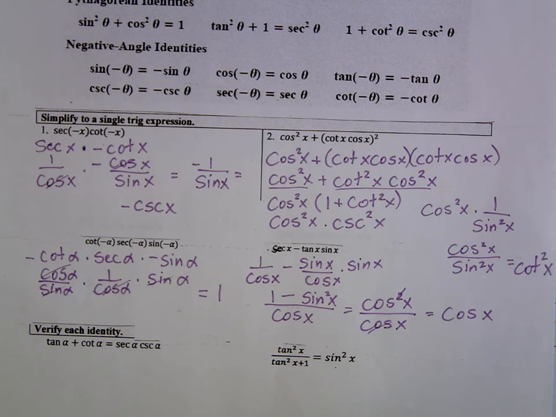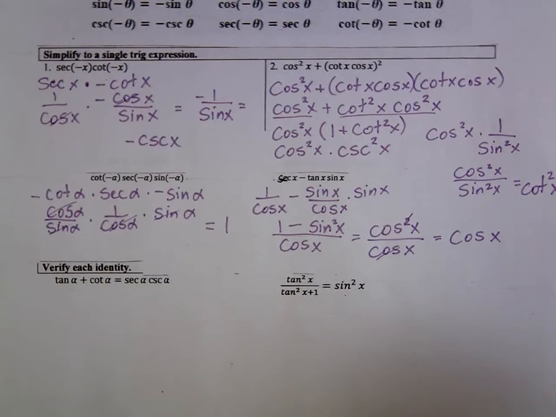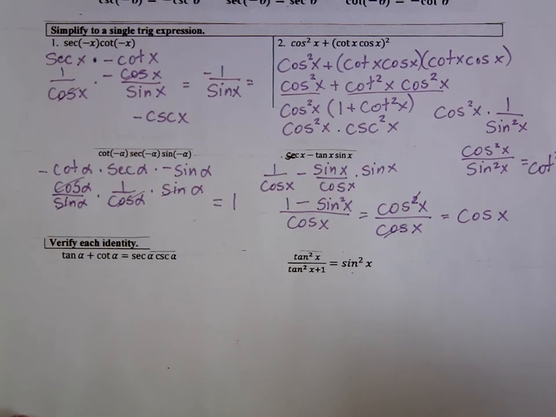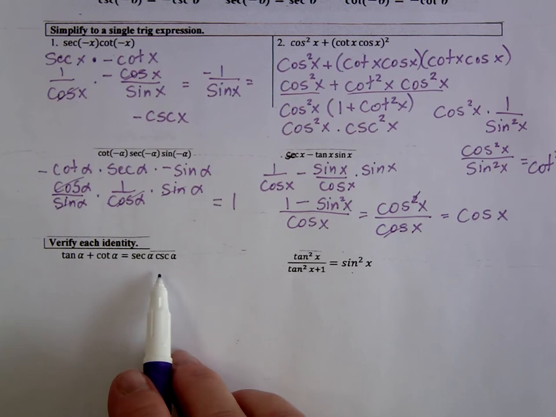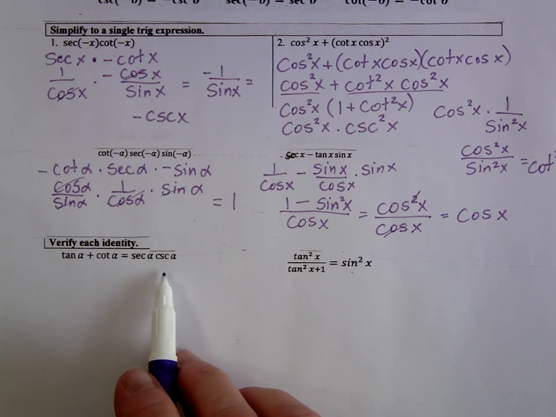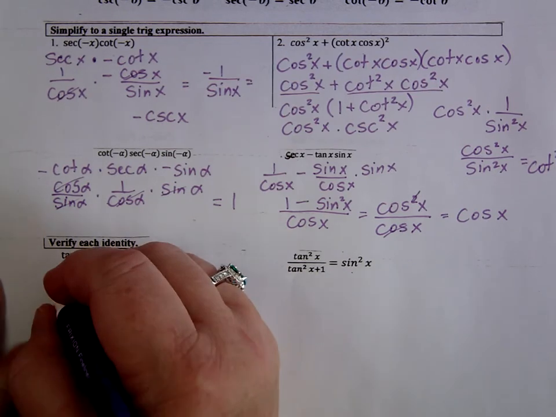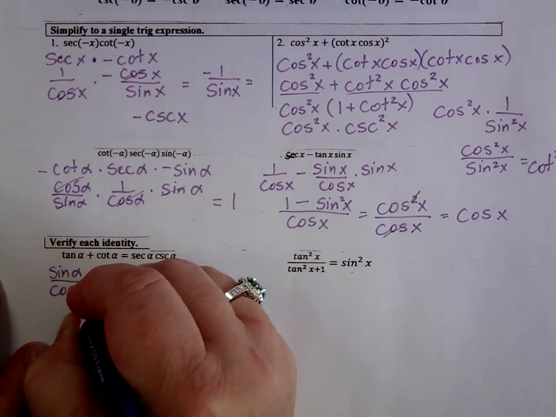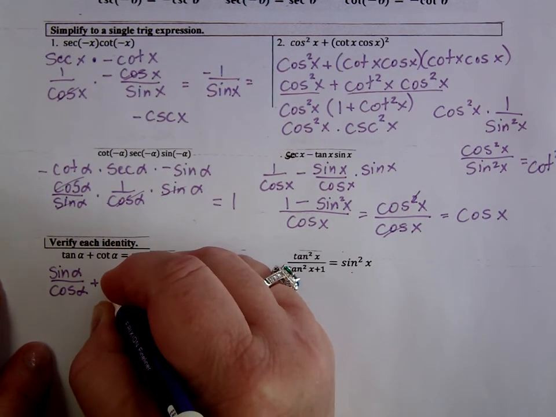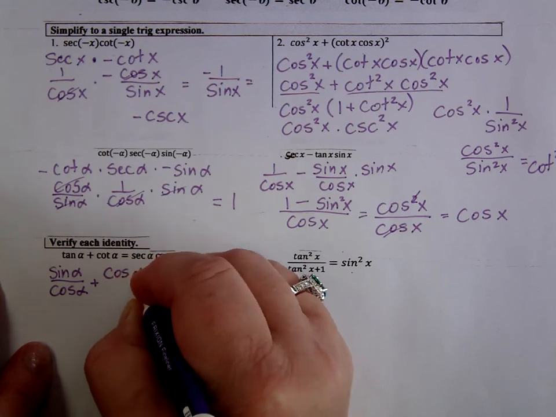Then they change up the rules a little bit, and they say, okay, now verify. I almost like those better because you know what you're trying to make them equal. It's not so up in the air. Again, there's no identities that I can apply. I don't have any negative identities. So all I can do is start trying to change things into sines and cosines and see where it goes. So tangent is sine over cosine. Sine of alpha, these are. Cosine of alpha. Cotangent is cosine of alpha over sine of alpha.